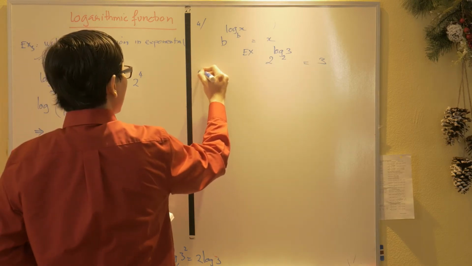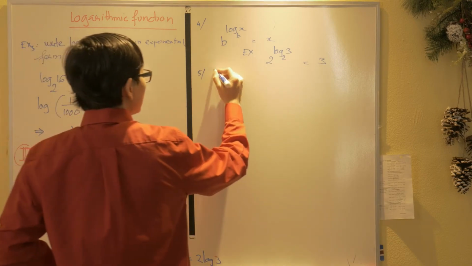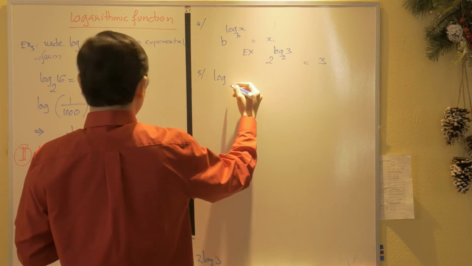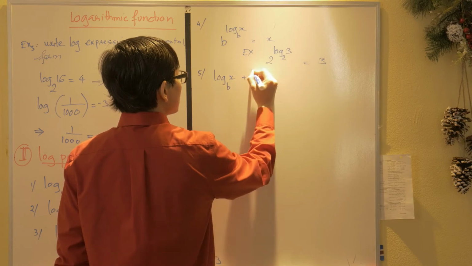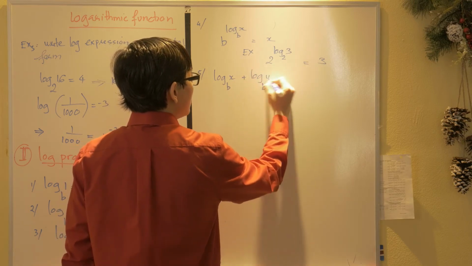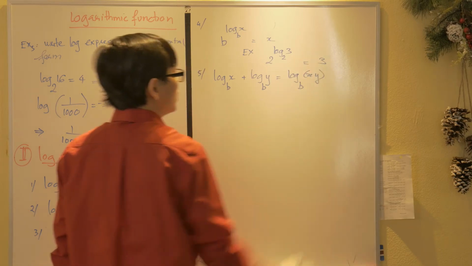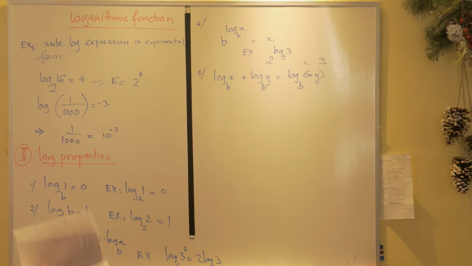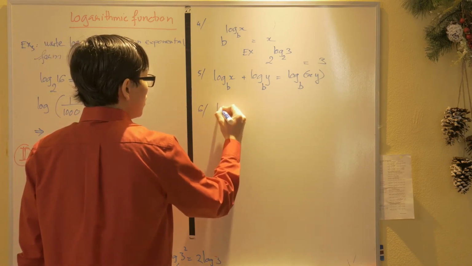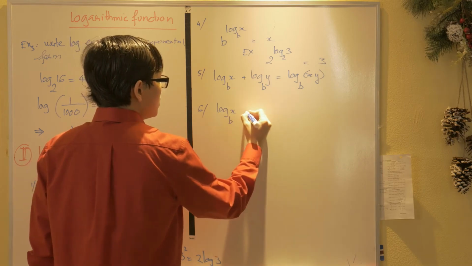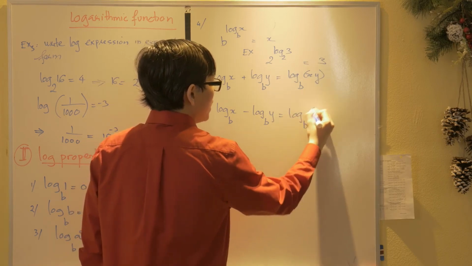Number 5. We can add two logs together, but we must have the same base in order to add. Log base b of x plus log base b of y is equal to log base b of x times y. Or you can subtract. Number 6, log base b of x minus log base b of y is equal to log base b of x over y.